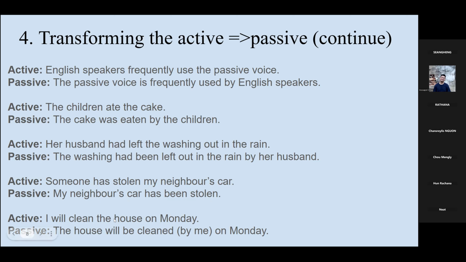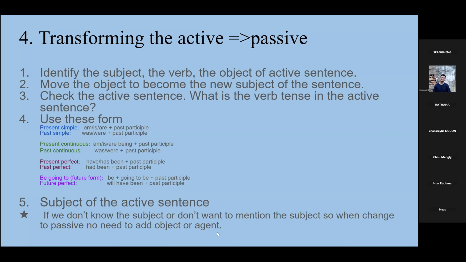I will clean the house on Monday. Here is future tense. The house will be cleaned by me on Monday. So to memorize the tenses, we can transform active to passive more easily.